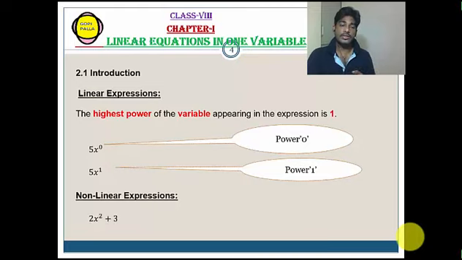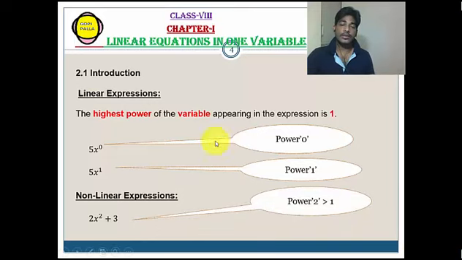Similarly, non-linear expressions are those where the variable is x and the variable's power is greater than 1. So here x to the power of 2, 2x square, that is greater than 1, so that is a non-linear expression. So the difference between linear and non-linear expressions is only the power of the variable.